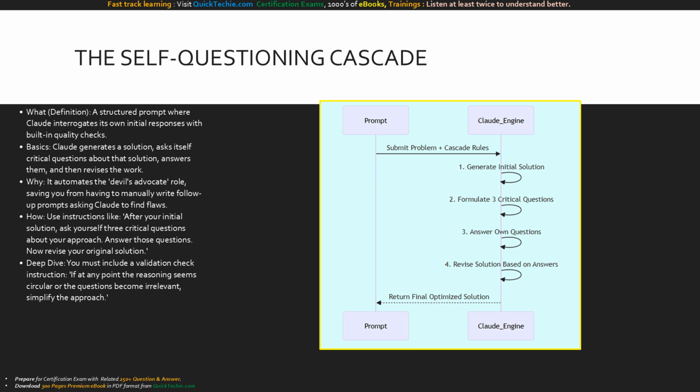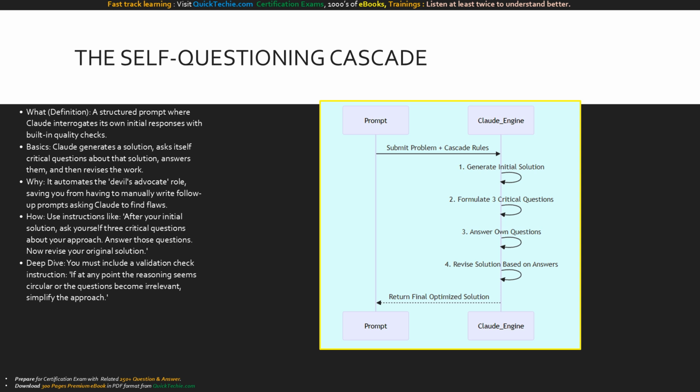As a deep dive tip, always include a fallback instruction in your prompt. Tell Claude, if at any point the reasoning seems circular or the questions become irrelevant, simplify the approach and focus on the core issue. This prevents the AI from getting lost in endless philosophical loops. This sequence diagram shows what happens inside Claude's engine during a self-questioning cascade. The initial prompt goes in, and Claude begins an internal loop.